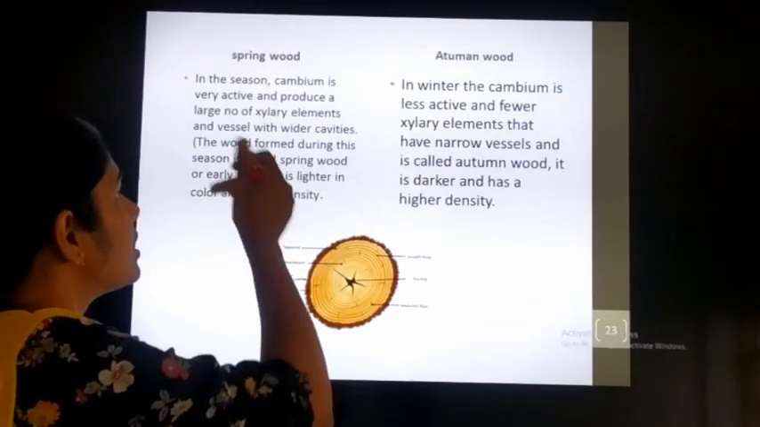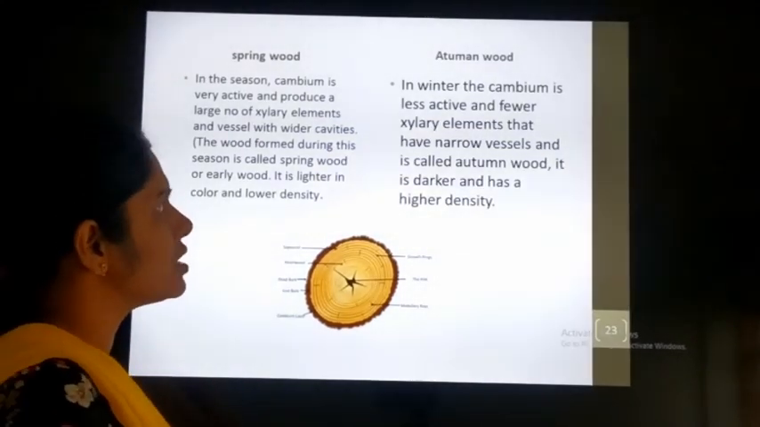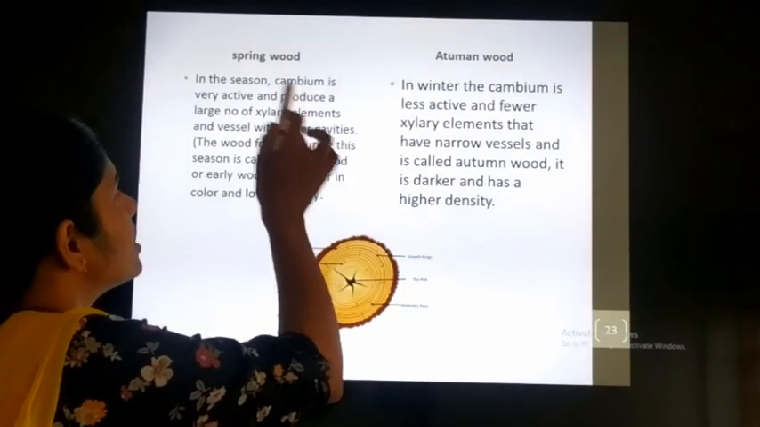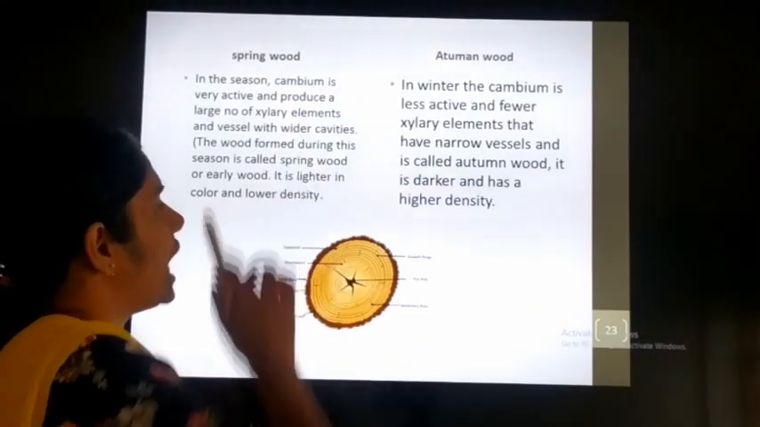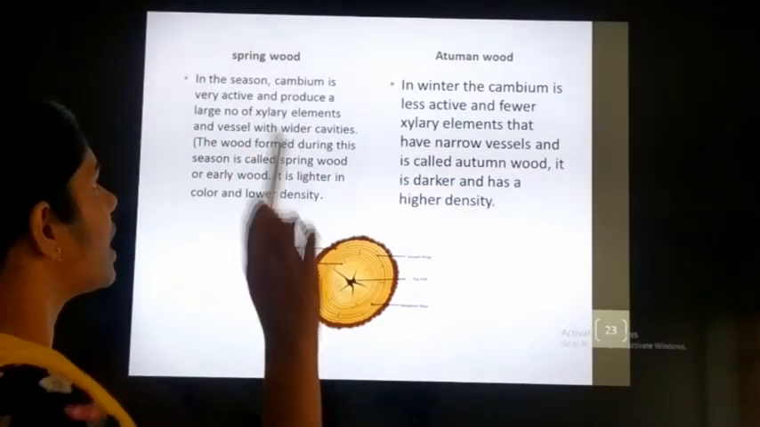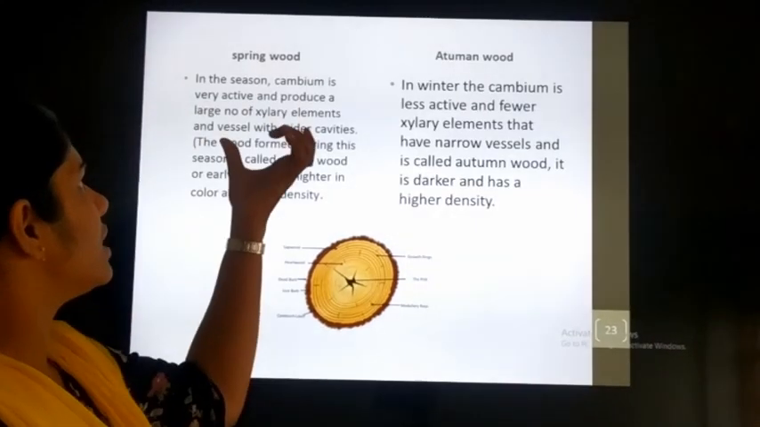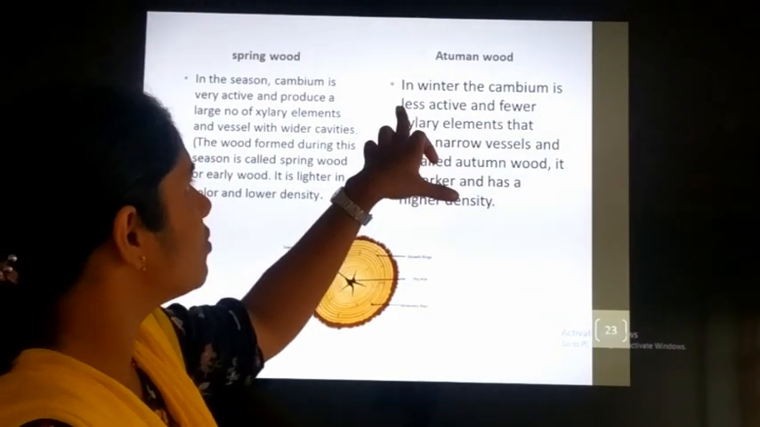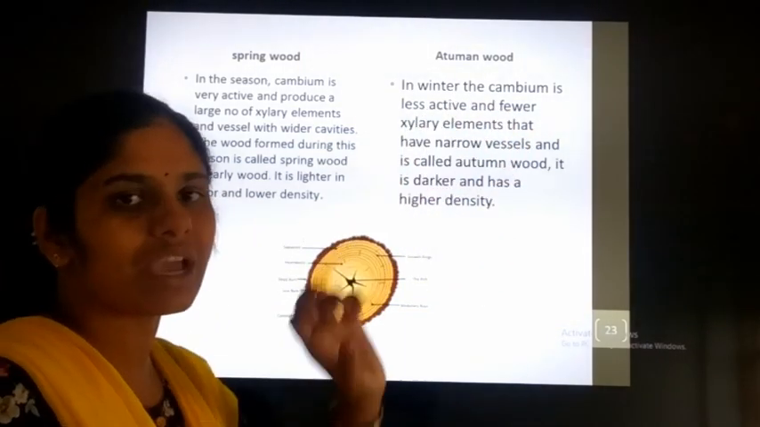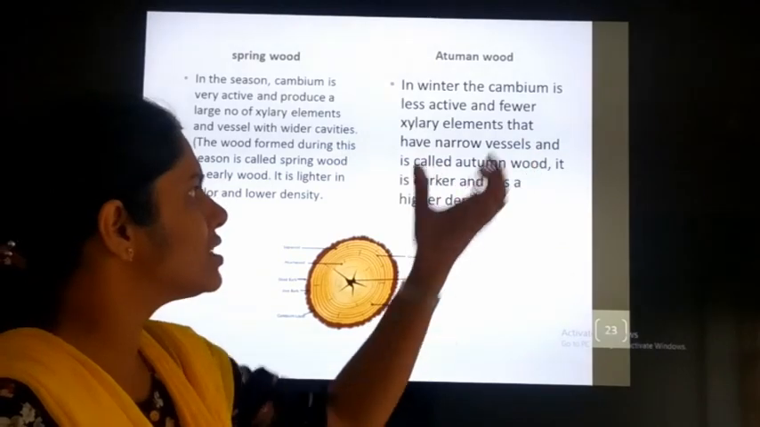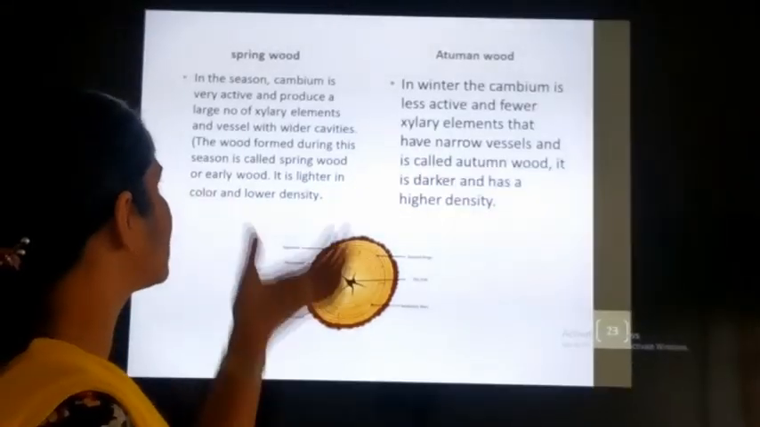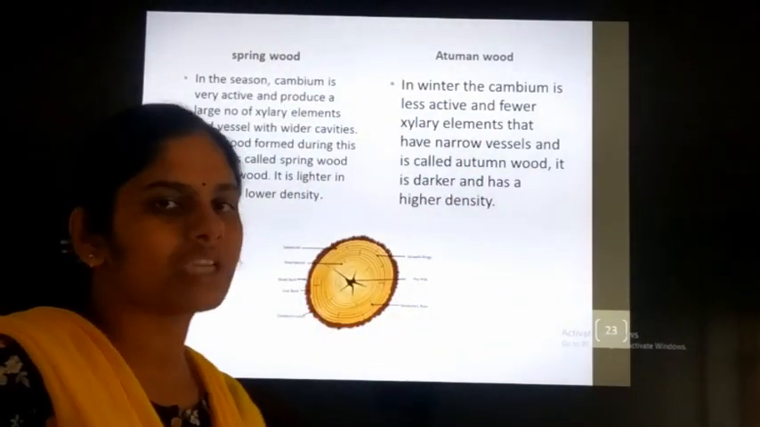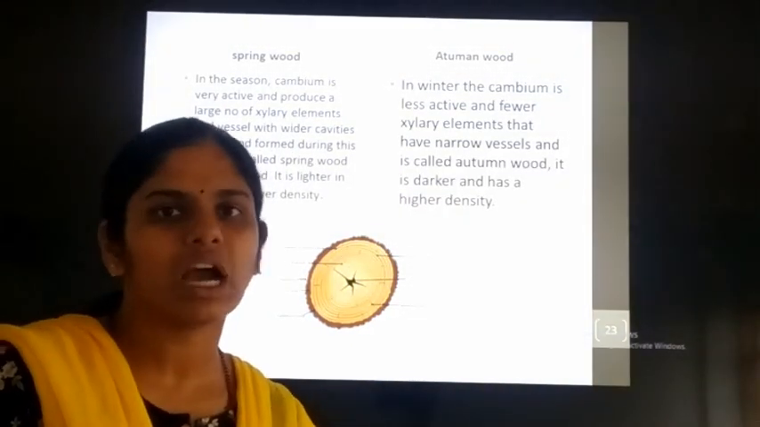The spring wood occurs in the spring season. The autumn wood occurs in the winter or autumn season. In the spring season, the cambium is very active and produces a large number of xylem elements, along with vessels which are wide in cavity. But in autumn wood, the cambium is less active, producing fewer xylem elements, and its vessels are narrow. Spring wood is lighter in color with lower density, and autumn wood is darker in color with higher density.